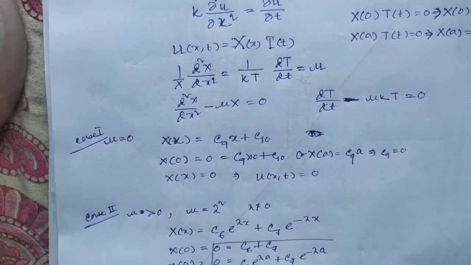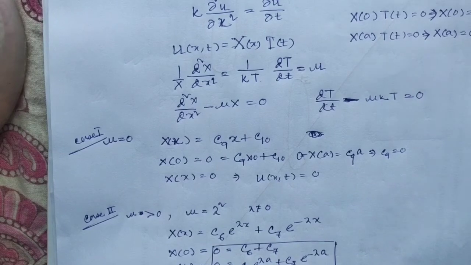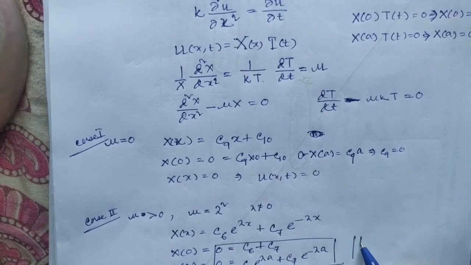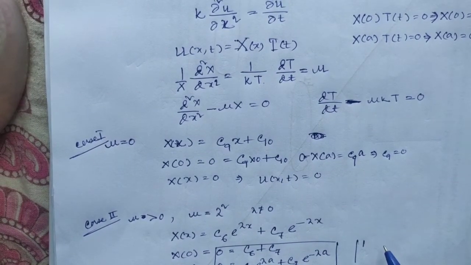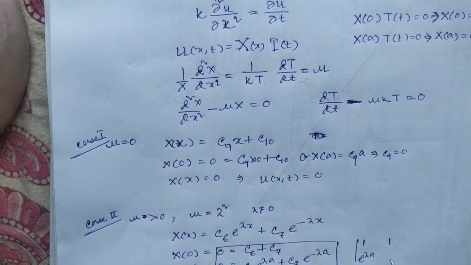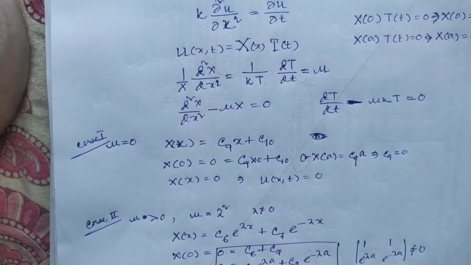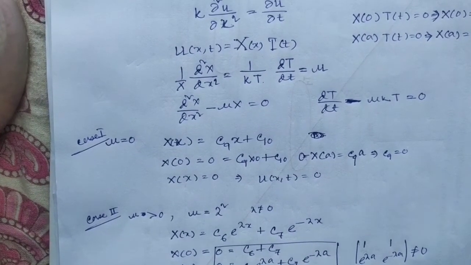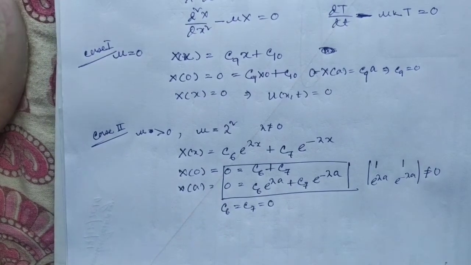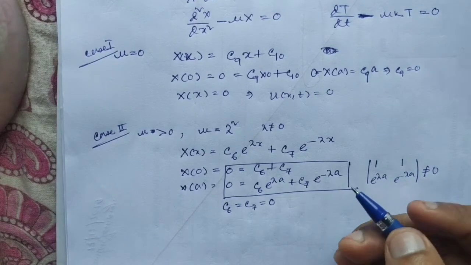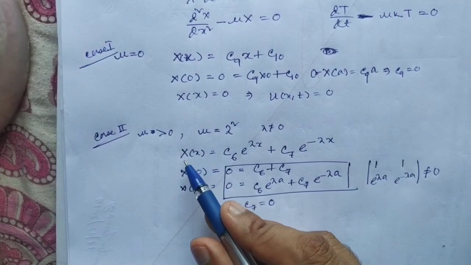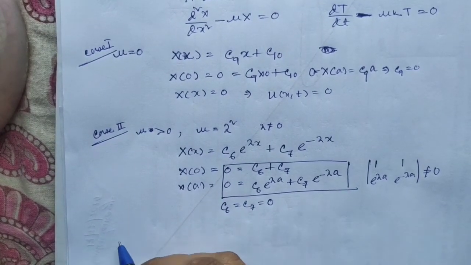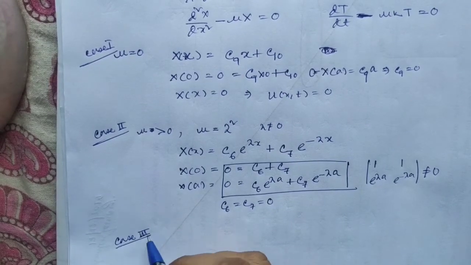Now see, these are two equations in C6 and C7, and they are linearly independent, because if you write the determinant of 1, 1, e to the power lambda a, e to the power minus lambda a, you see that it is not equal to 0. So the only solution is C6 equal to C7 equal to 0. So again another trivial solution, because X(x) is equal to 0, that is u(x,t) is equal to 0 as well. So we are going to case 3.